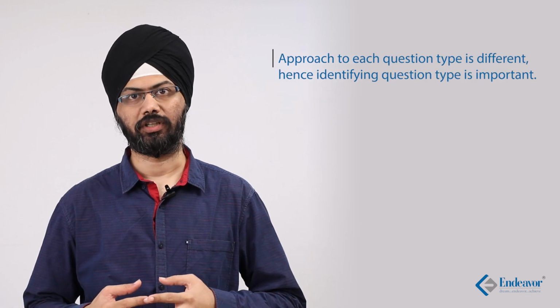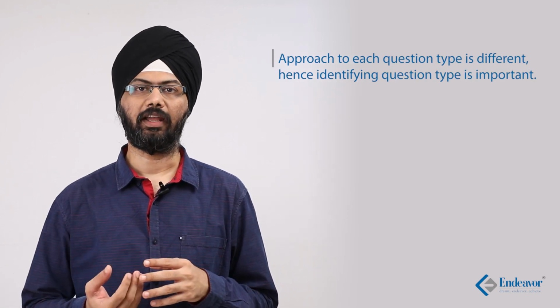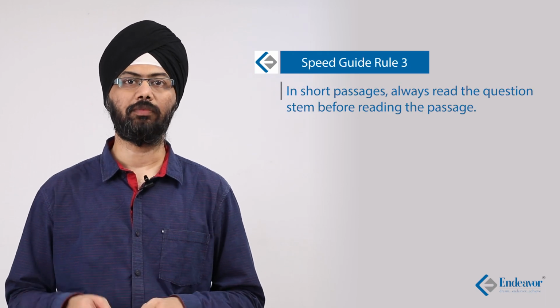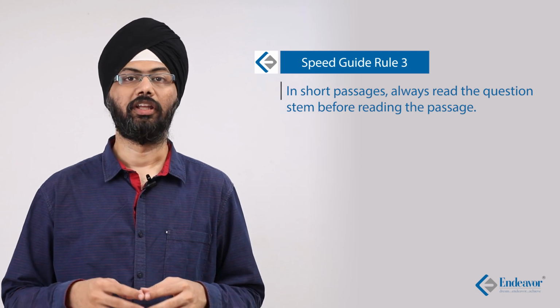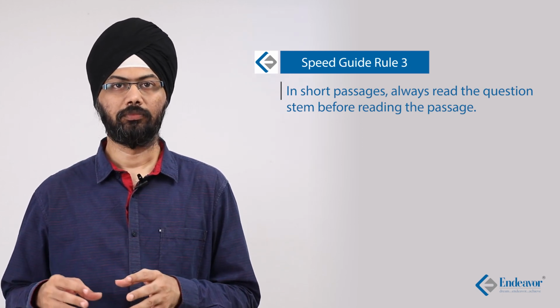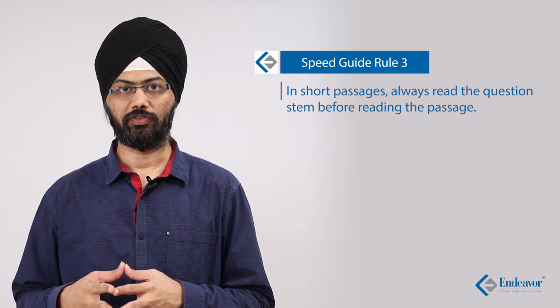But this is not just a classification of how question stems look. This is also about how we approach question types. So I take it one at a time. In fact, I mix the two. And what do I come to? My speed guide says when I come across short passages, I always read the question stem first. Because if I come across a direct question, I know that my approach is different. If I come across an indirect question, I again know my approach is different.